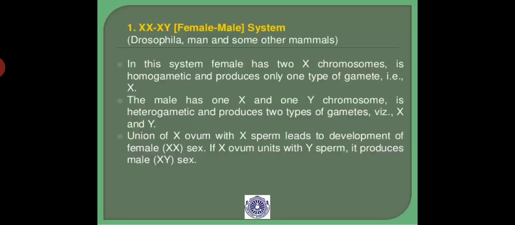And the union of X ovum with X sperm leads to the development of female sex, and if X ovum unites with Y sperm, it produces male sex. So it is very clear that wherever the chromosome configuration, particularly with reference to allosomal configuration, is XX type, then it will be female, and if it is XY, it is invariably producing male sex.